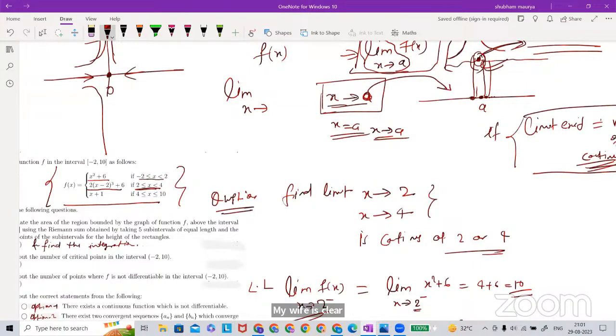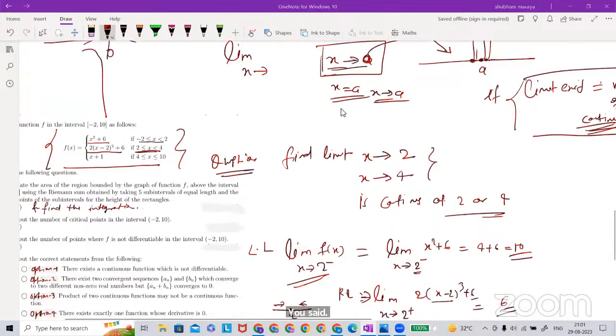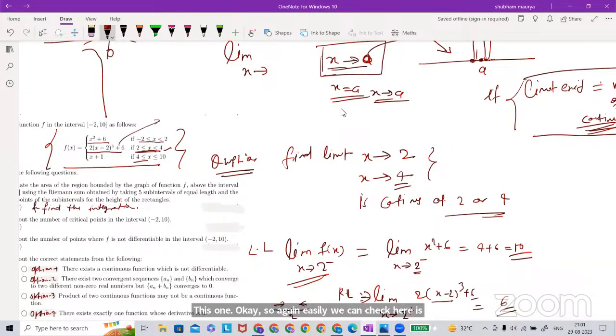Yes, sir. Okay, so this is one thing. At 2, I'm just leaving the part for 4. Easily it can be done. Left side is with this one, right side is with this one. So again, easily we can check. Here the left side at 4 gives some number, and the right side will give a number.